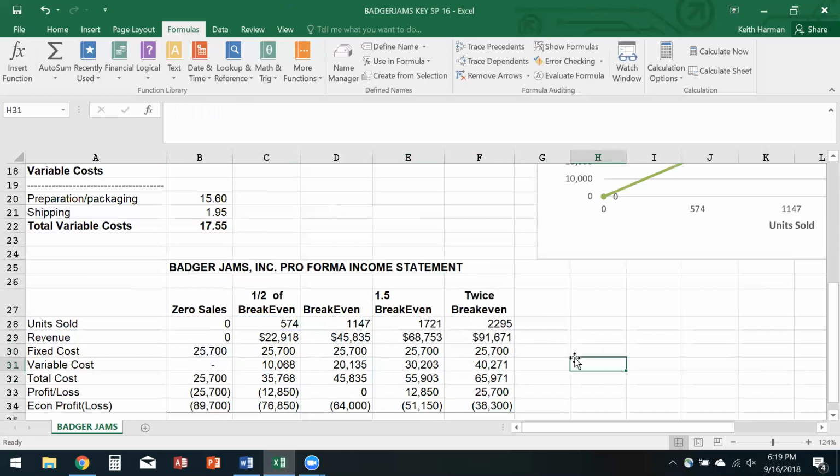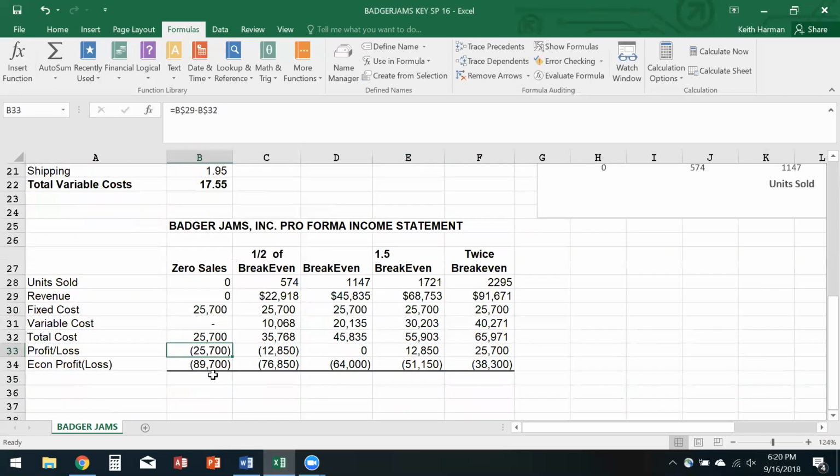Now we come to figure out, do we have a profit or a loss? All right, what's the bottom line? Well, I'm going to come down here to cell B33, and that's going to be B29 minus B32. Now, B29 is the revenue. B32 is my total cost. And notice under the zero sales, I don't sell anything, but I spent $25,700.